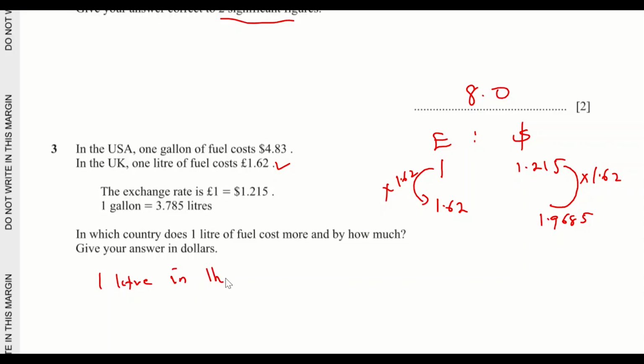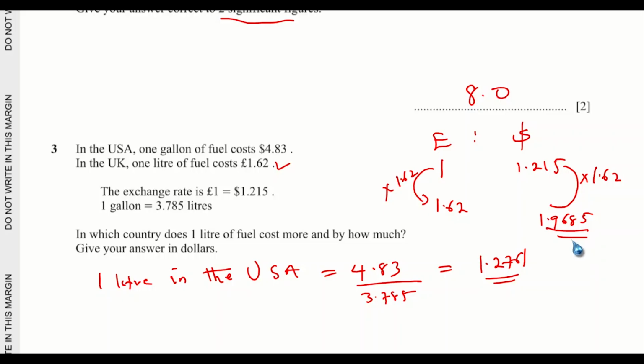So 1 liter in the USA will be equal to 4.83 divided by 3.785, so that will be equal to 1.2761. Okay, so now we know the cost price of 1 liter of fuel in the USA, which is this, and we know that the cost price of fuel in the UK is this.